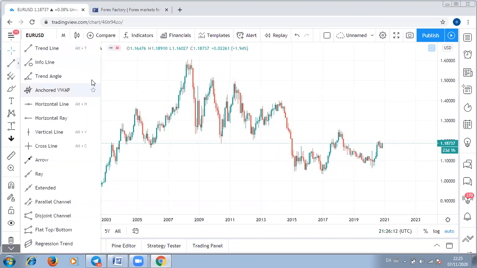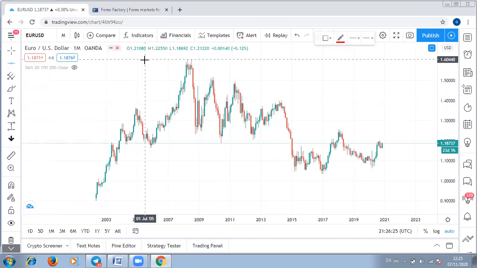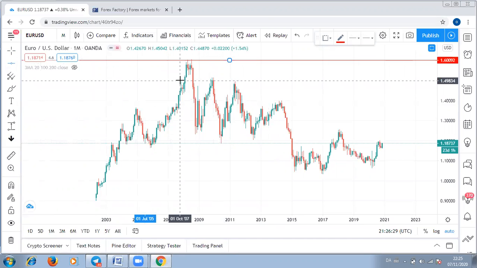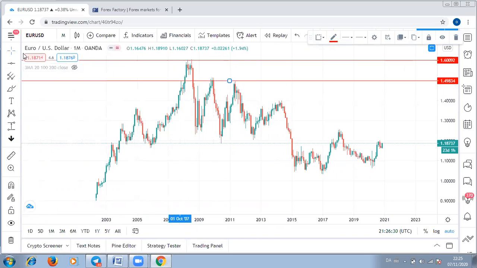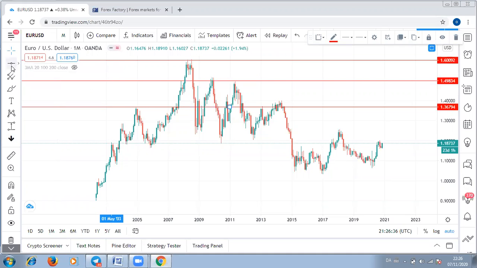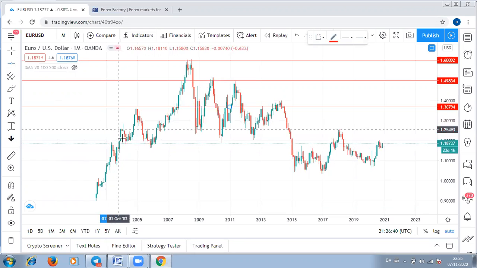The higher the number of touches, the more reflected on the higher time frame it is. So we now draw the first line here. You draw the ones you can see before you start making adjustments. You see this one here. Take that one. See this one here. Take that one here. See this level here.